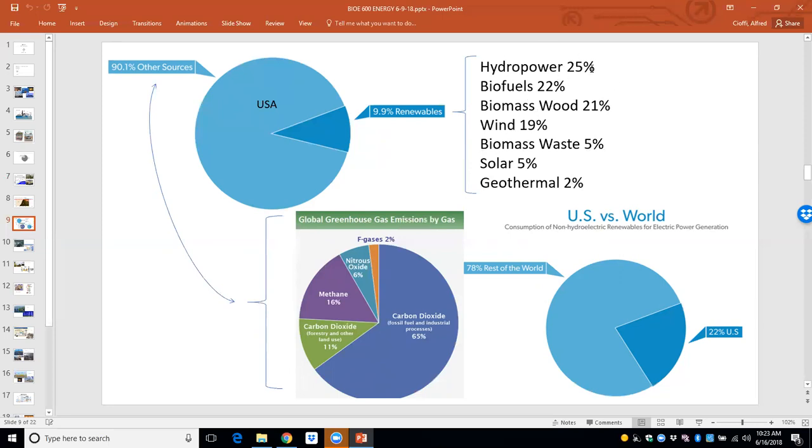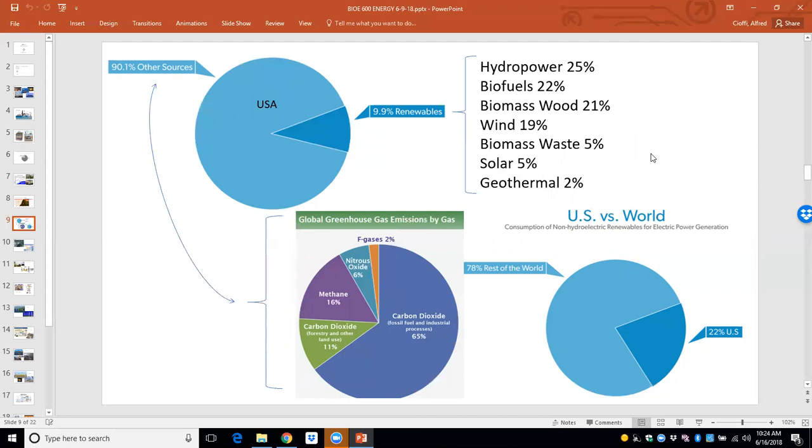Hydropower, which is about a quarter of that renewable in the United States. And then biofuels, another 20% more or less. Biomass, another 20%, wind, another 20%. And then the rest is burning garbage, actually about 5%, solar about 5%, and then geothermal, very, very little, so far only 2%. The technology is challenging here. But this in general follows more or less the sophistication of technology. The more sophisticated the technology, the less we are extracting proportionally of the renewable energy sources.